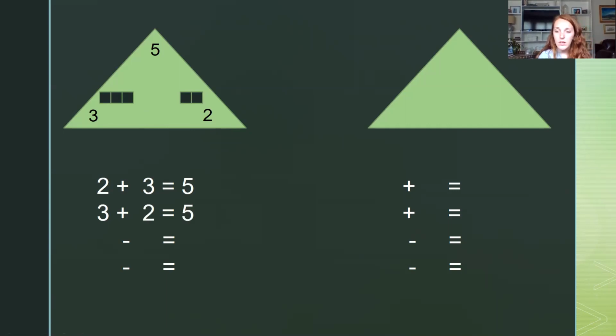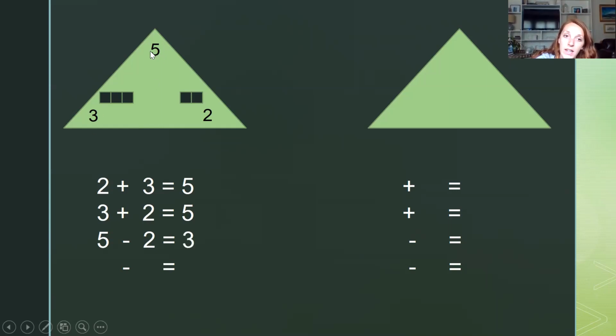But now I need to know how to write it as a subtraction sentence. 5 minus what? I have my whole. My whole is at the end in an addition sentence, at the beginning in a subtraction sentence. 5 minus, I can pick either number to take away. I'm going to take away 2. I had 5 and I took away 2. So how many do I have left?